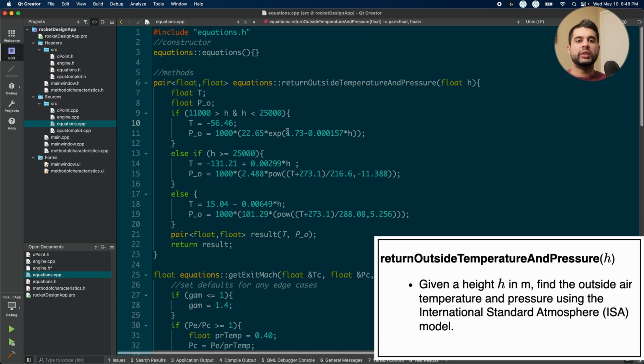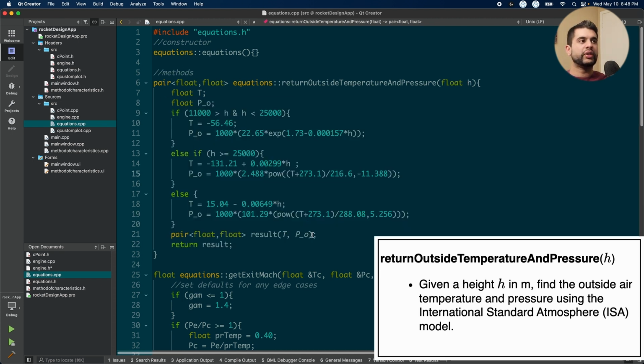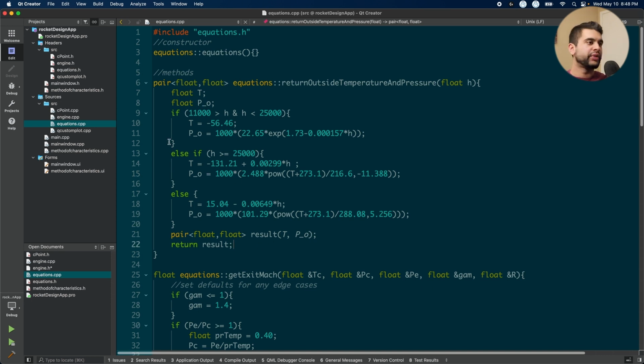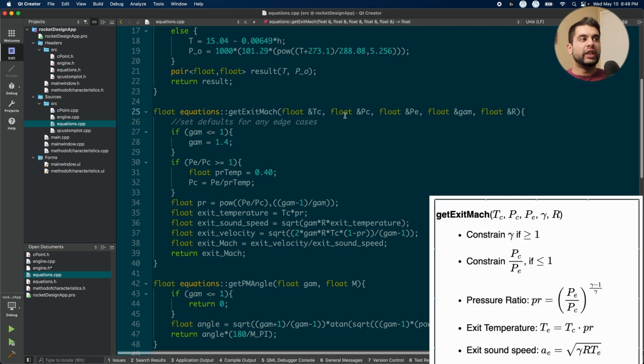To get the temperature and the pressure outside, all I do is pass in my height, and then I use the International Standard Atmospheric Model and then get my pressure and temperature from that. So these can be found anywhere online. To get the exit mark, I'm passing in pointers here because I want to actually do a check. If my specific heat ratio is less than 1, I make it 1.4 because again, the specific heat ratio must exceed 1, otherwise it'll be invalid. I make it 1.4 because for air it's normally that, so it's a good default.